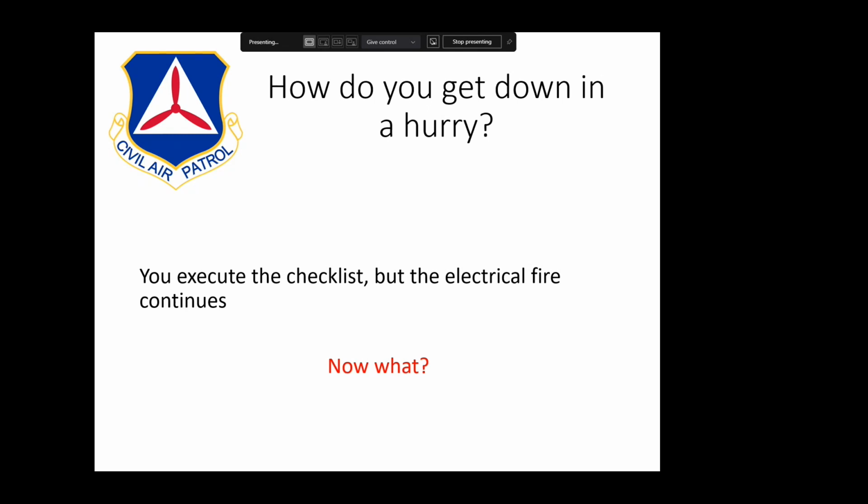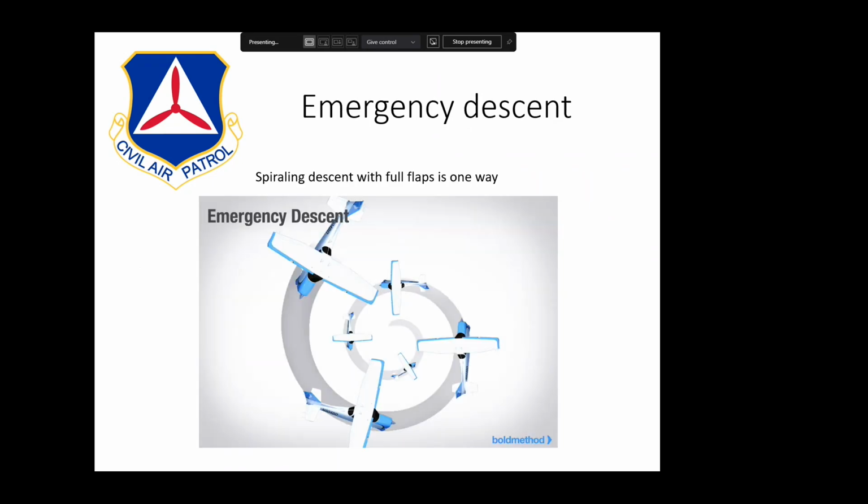Okay, so you tried to put out the fire. In this case, we're talking about electrical fire. It's not working, or we're still in bad shape. We have smoke or whatever else that we can't clear. Now what? Well, this is where the emergency descents come into play. So how do we do an emergency descent? Lots of ways. Does anyone know, do any of our aircraft, the 172, 182, or 206s, have an emergency descent procedure? Anybody familiar with it?